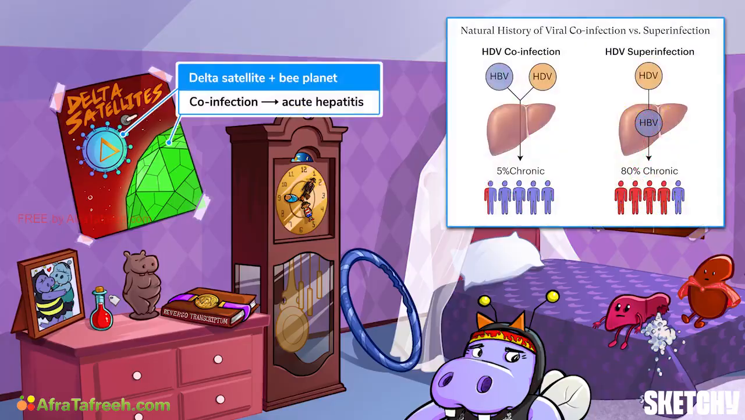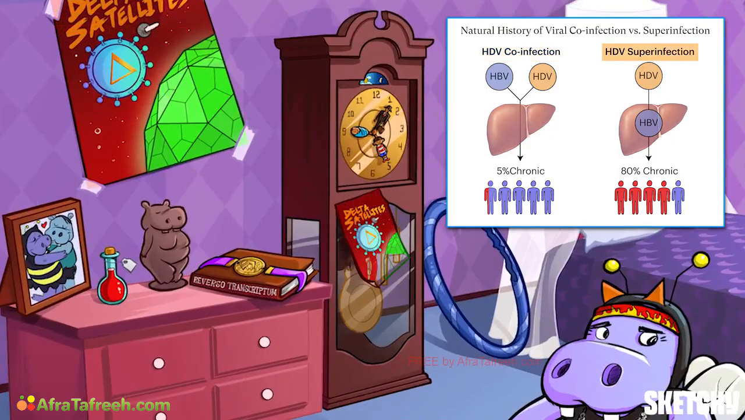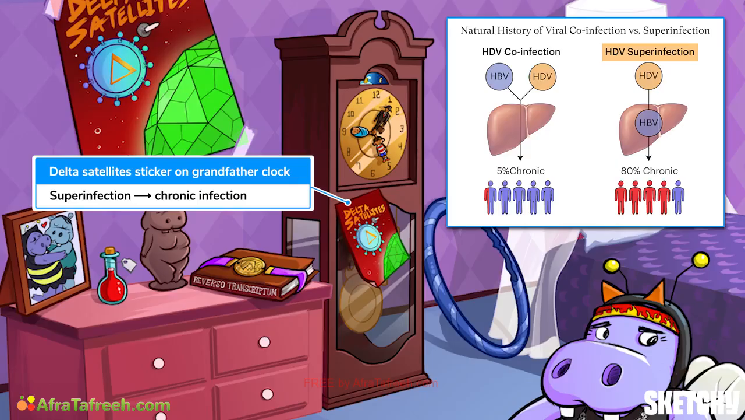There are two ways HDV can manifest depending on if the patient contracted HDV with or subsequent to contracting Hep B virus. Co-infection causes an acute and transient infection that you can't really distinguish from acute HBV alone. But contrast this with superinfection, where a patient who already has HBV contracts Delta virus. This initially leads to an acute severe hepatitis that progresses to chronic infection. Notice how we've got a Delta satellite sticker on the grandfather clock to remind you of the disproportionately higher risk of progression to chronic infection when dealing with a superinfection of HBV and HDV versus HBV alone.